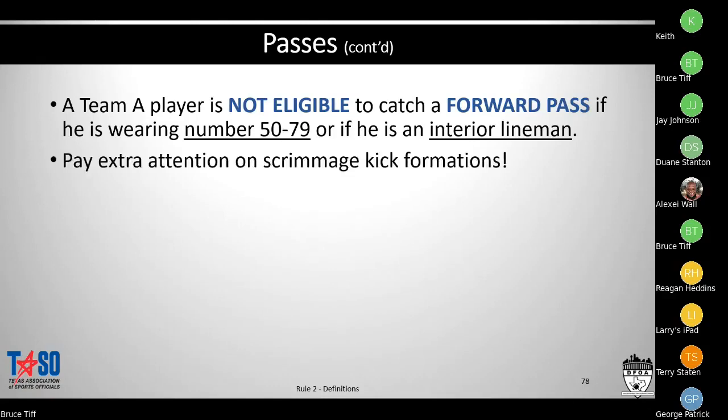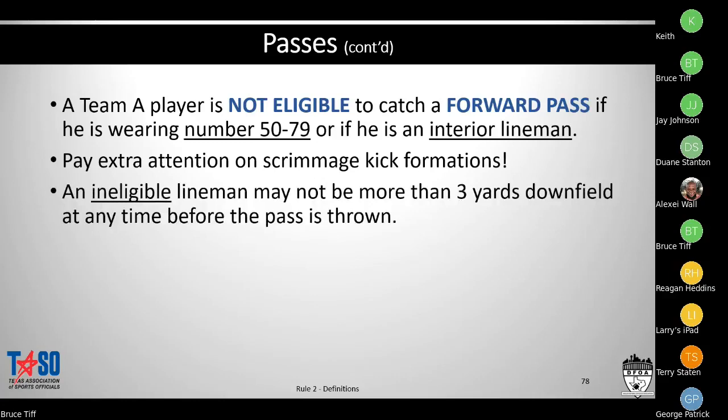Pay extra attention on scrimmage kick formation. This is where you're going to see numbering exceptions. An ineligible lineman may not be more than 3 yards downfield at any time before the pass is thrown. So if they go 4 yards and come back to under 3, they cannot have been more than 3 yards downfield at any time. This is going to be a big call for you officials that work as umpires at some point, if you choose to do that in your officiating career.